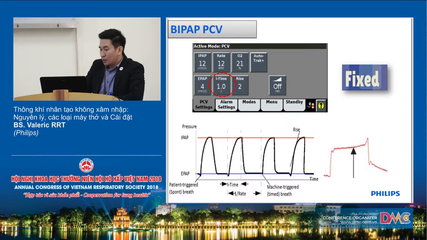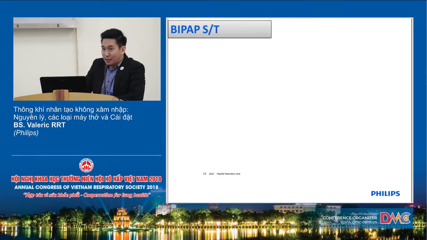Okay, so this one is a good example of what I'm trying to say earlier. So the patient I time here, then the patient here. If you see this one, the sharp tooth at the edge, meaning the patient wants to exhale, but he cannot do the exhalation because he needs to finish the 1.0 setting. So if you see this sharp tooth at the edge, you can adjust the I time, or you can shift the patient to BiPAP ST.